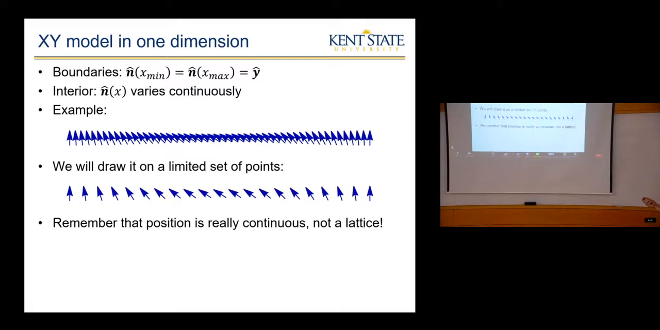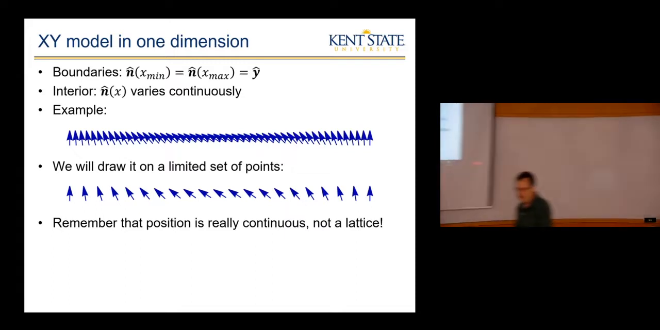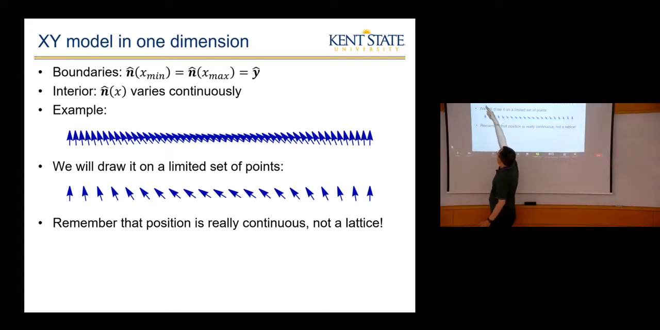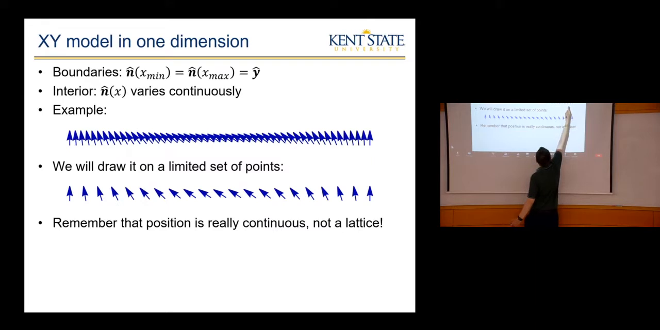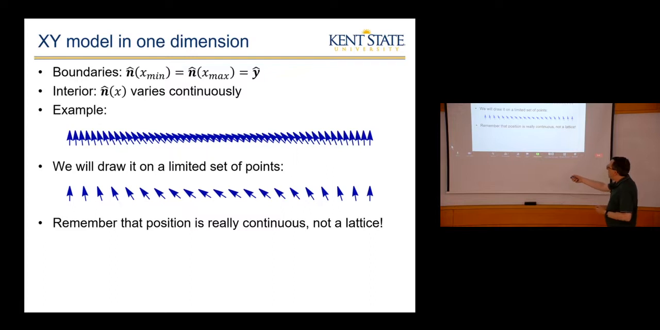The unit vector has to be in the y direction on the two boundaries, x min and x max. And in the interior, it varies continuously, so as you go along, it's smoothly changing like that. Now, I'm going to draw it on a limited set of points, so this picture means the same thing as this picture. This one may look like a lattice, but it's not a lattice. It's a continuously varying field that's varying smoothly as you go from position to position.